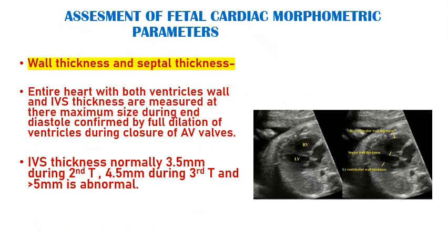For wall thickness and septal thickness, the entire heart with both ventricles as well as IVS thickness are measured at the maximum size during end diastole, confirmed by full dilatation of the ventricles during closure of the AV valves. IVS thickness is normally 3.5 mm during the second trimester and 4.5 mm in the third trimester, and if more than 5 mm it is considered abnormal.